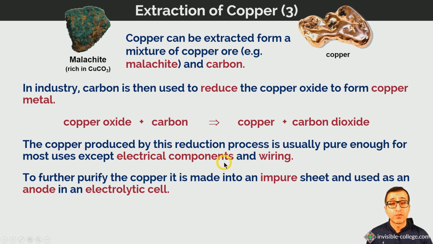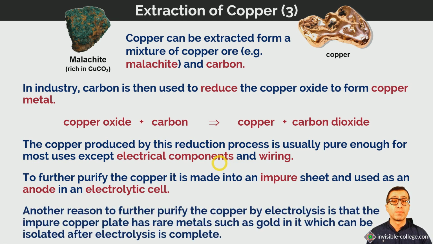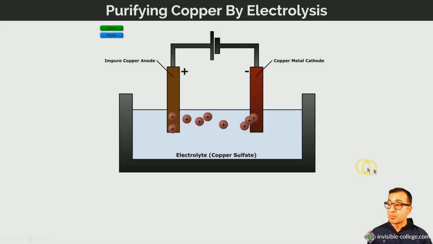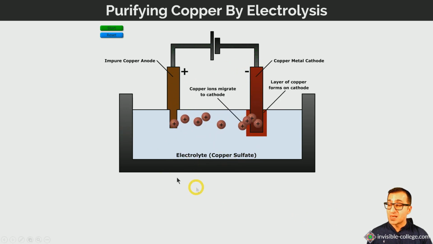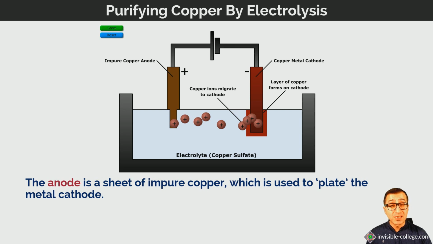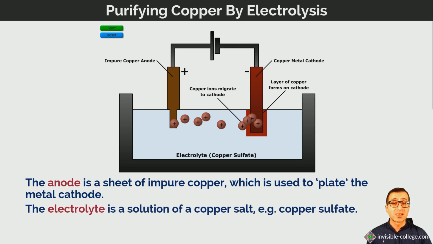Now, another reason to further purify the copper by electrolysis is that the impure copper plate typically will have other rare elements, such as gold, found within it, which can then be isolated after the electrolysis is complete. So once again, this is how we would purify copper by means of electrolysis. So we take our impure copper anode, connected in a circuit with a very thin sheet of pure copper metal as the cathode, and we use a soluble copper compound such as copper sulfate as our electrolyte. So the anode is a sheet of impure copper which is being used to plate the metal cathode, and the electrolyte is a solution of a copper salt such as copper sulfate.